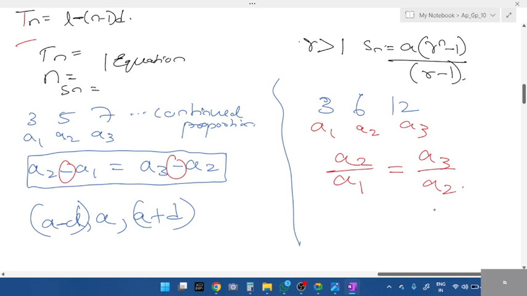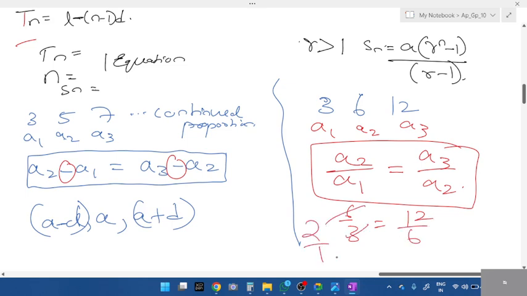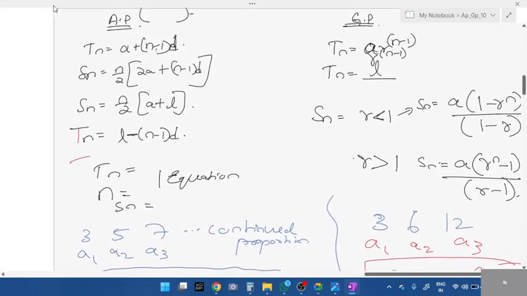Look, this is in continuous proportion. A2 divided by A1 is equal to A3 divided by A2. This is the formula you have to understand. We need to divide and find the ratio. So if I divide 6 by 3 is equal to 12 by 6, the ratio is 2 by 1 equals 2 by 1. 2 is equal to 2. Then what are the other concepts we had? That's it. These are the concepts.